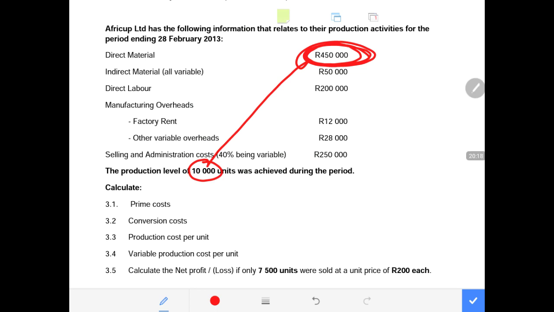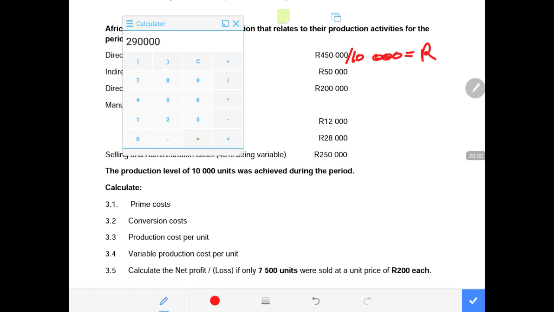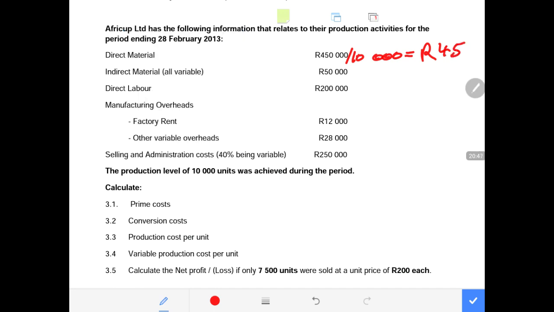So now if we are looking for the cost of material per unit, we need to divide by the number of units that were manufactured. So we divide this by 10,000 to get the cost of material per unit. Then you say 450,000 divided by 10,000, and we get a material cost per unit of 45 rand.